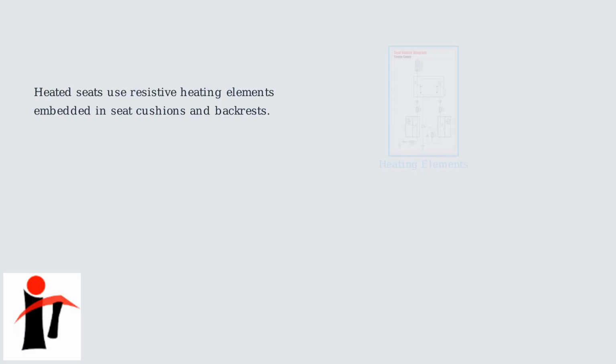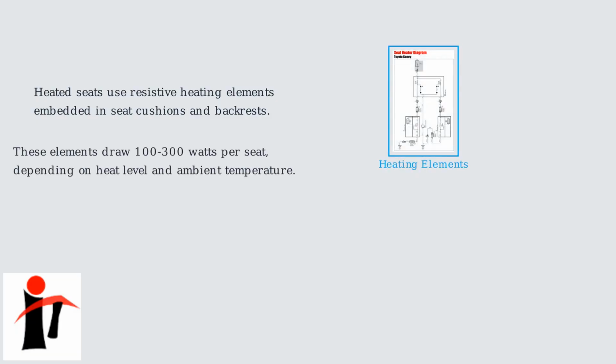Heated seats in Tesla vehicles use resistive heating elements embedded in the seat cushions and backrests. These elements are powered by the vehicle's high-voltage battery and draw between 100 and 300 watts per seat, depending on the selected heat level and the ambient temperature.